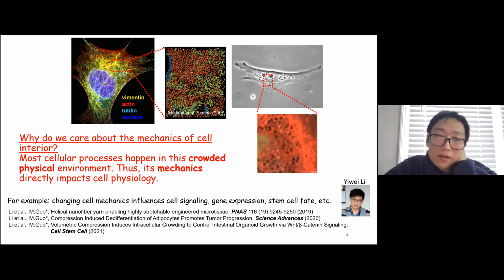And using this method, we can actually engineer intestinal organoids by compressing them. We make them grow even faster and have more stem cells. So if you're interested, you can take a look at this paper.